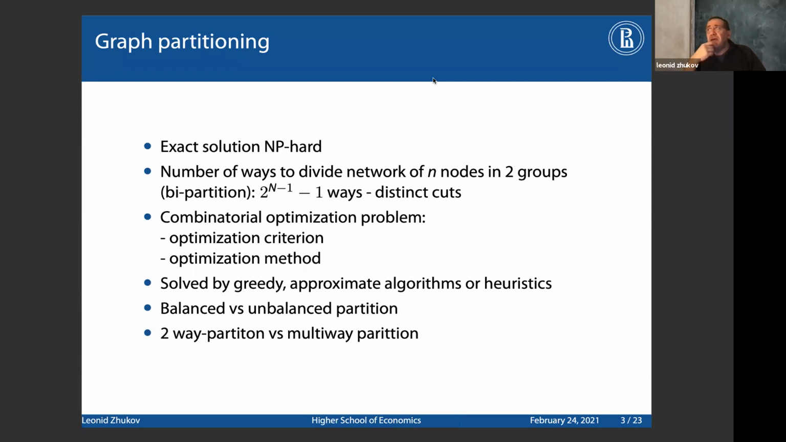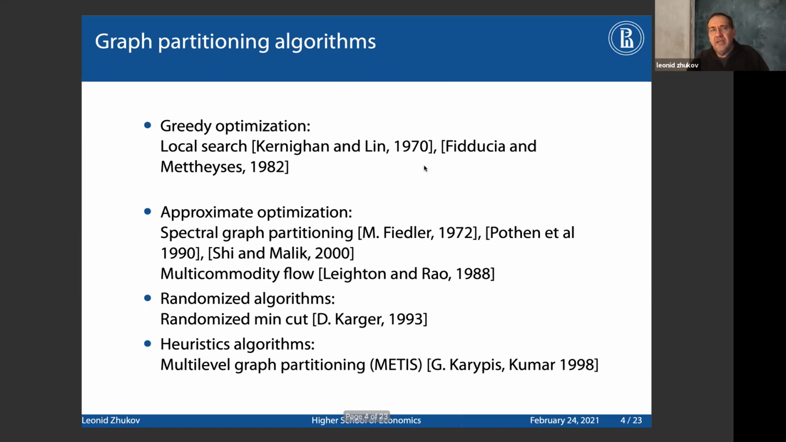For unbalanced cuts, quite often, this is a way to detect communities. And the algorithm we're going to talk about today can be used for community detection, or communities, groups of nodes that are more tightly connected among them than with the rest of the graph. Now, speaking about various algorithms, well, there is a greedy optimization.